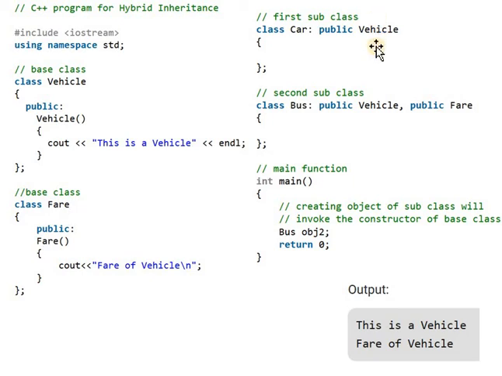Then here we are inheriting the class Vehicle. How? There is a subclass Car that inherits the class Vehicle. Then after that definition is completed, we are defining another subclass, that is Bus, that inherits the properties of both the classes Vehicle and Fare. So here single inheritance has occurred, and in this case multiple inheritance has occurred.